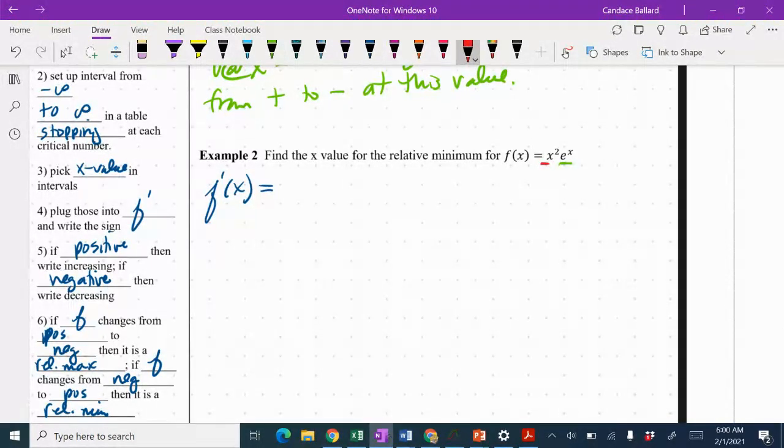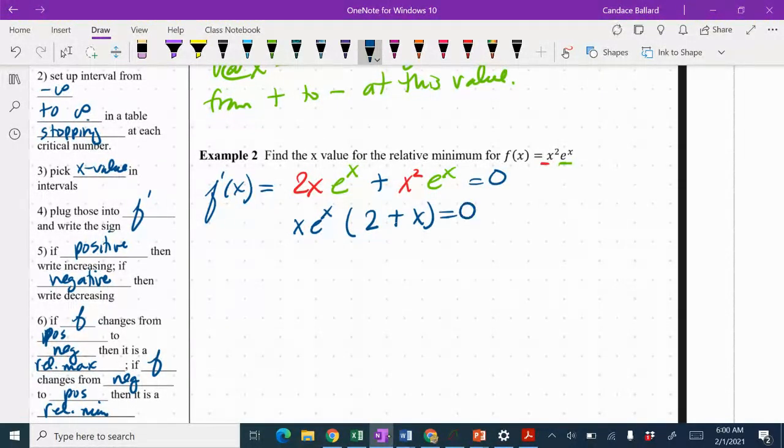I'm going to take the derivative of the red, which is 2x. I'm going to multiply that by the green, which is e to the x, the way it is. And then I'm going to keep the red original, which is x squared, and the derivative of the green would be e to the x. I'm going to set that equal to 0. It looks like I could factor out an x e to the x, which means that I've got a 2 left plus x, that is equal to 0.